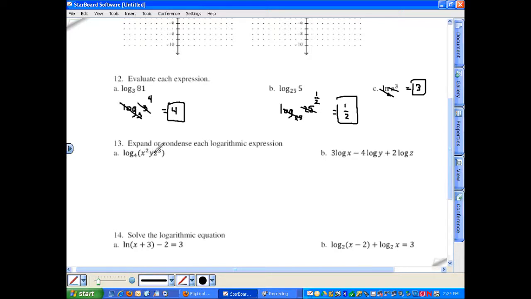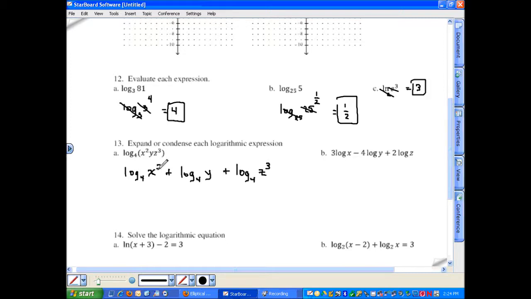This is an example of the product rule. Product rule states that if you're taking the logarithm of a product, that can be expanded into multiple logarithms separated by addition. So there's going to be the log base 4 of x squared plus log base 4 of y plus log base 4 of z to the third.